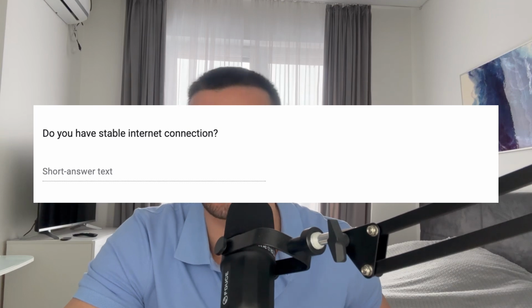Then, do you have a stable internet connection? This is a question I just decided to put in, but you can actually test it when you're doing a call, when you're talking to her, right? So this is a question I just decided to put in, okay? Do you have a stable internet connection?